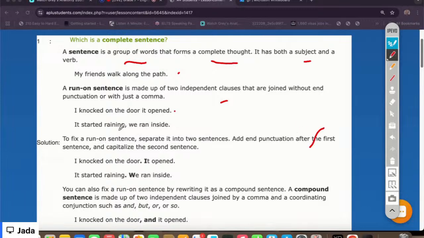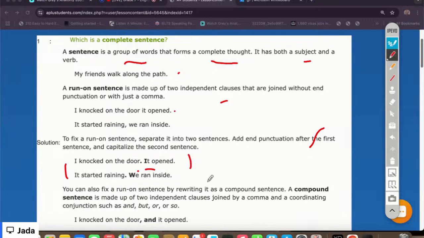Now, if you want to fix a run-on sentence, you have to separate it into two sentences. You add end punctuation after the first sentence and capitalize the second. Just like this: I knocked on the door, it opened. You put a period, and you start the next one with a capital letter. It started raining, we ran inside. So if you want to fix it, you can fix it like this by just putting a period in between and then capitalizing the next sentence.